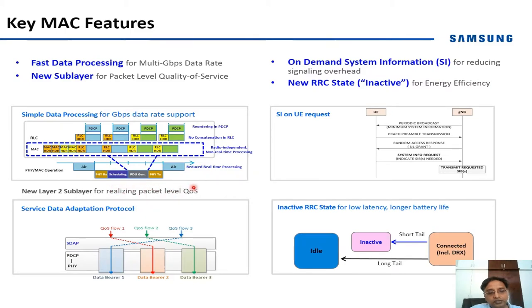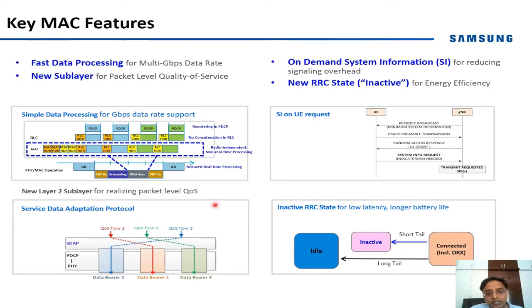Since we have different quality of service requirements coming from enhanced mobile broadband, ultra reliable low latency and massive machine type communication, it was essential to do packet level quality of service. Now, in order to do that, there was a requirement to add a new layer and have quality of service flows. So that was a new thing that was added in 5G. So we have this new layer called Service Data Adaptation Protocol, SDAP, which was added over PDCP, right? So that manages the quality of service and ensures that every data bearer is able to deliver the required quality of service, depending on what service it has been mapped to.